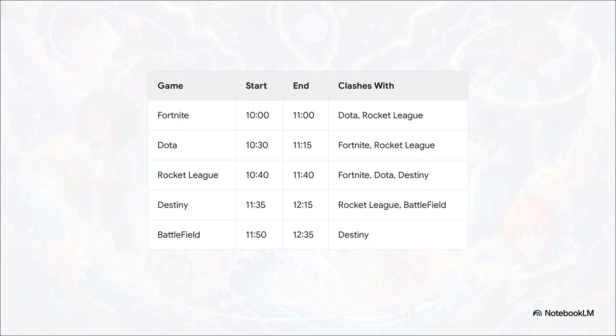Okay, so here's our problem in table form. And wow, it is messy. You can see the overlaps all over the place. Fortnite clashes with Dota and Rocket League. Rocket League seems to clash with just about everything. Trying to figure out how many computers you need from this is a real headache because it's almost impossible to see the whole picture of all the conflicts at the same time.